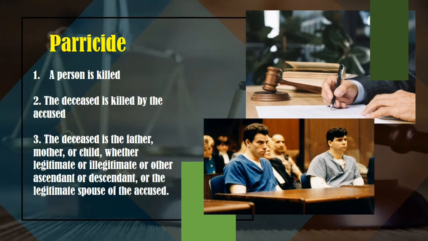Now let's have the elements of this crime. One, a person is killed. Second, the deceased is killed by the accused. And third, the deceased is the father, mother, or a child, whether legitimate or illegitimate, or other ascendant or descendant, or the legitimate spouse of the accused.